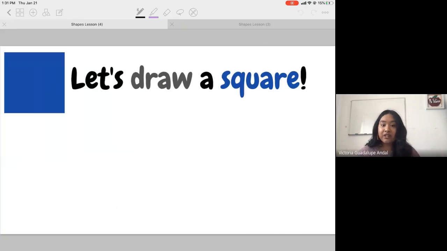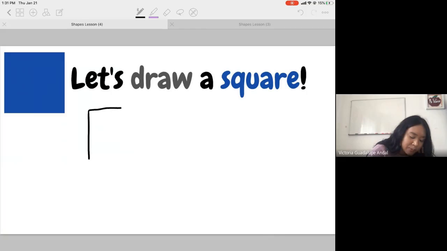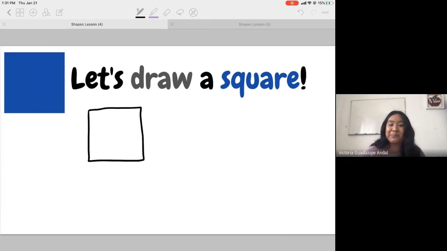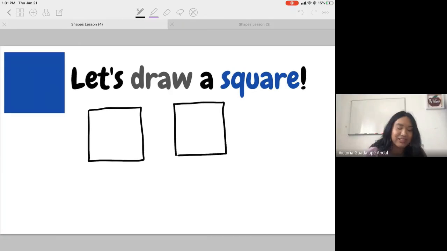Let's try drawing our square together. Are you ready? So we're going to go 1 line down, back to the top, 1 line over, and back down, and connect the lines at the bottom. Great job. Do you think we can try another one? Let's try. 1 line down, back to the top, 1 line over, back down, connect the two.